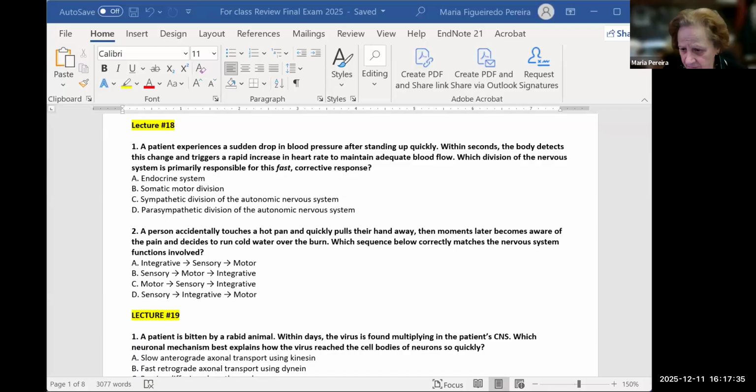Exactly, Kevin, you have it. In what case is there not an integrative? Well, the only case was what I just explained in that visceral short reflex, where it goes right from sensory to motor without going to the spinal cord. So 2 is D, right? It goes sensory, integrative, and motor.